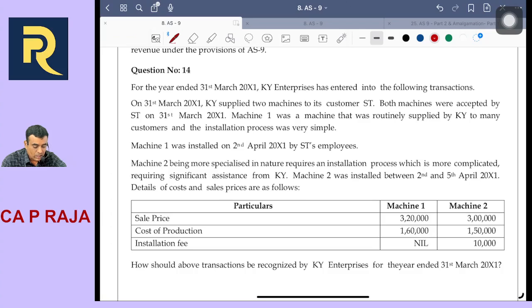Machine 1 was installed on 2nd April by ST employees. Machine 2 is more specialized in nature and requires an installation process which is more complicated, requiring significant assistance from KY. Machine 2 was installed between 2nd and 5th April. Details of cost and sales price are as follows. Particulars: Machine 1, Machine 2. Sale price, cost of production, installation fees. How should the above transaction be recognized by KY Enterprise for the year ending 31st March 2001?